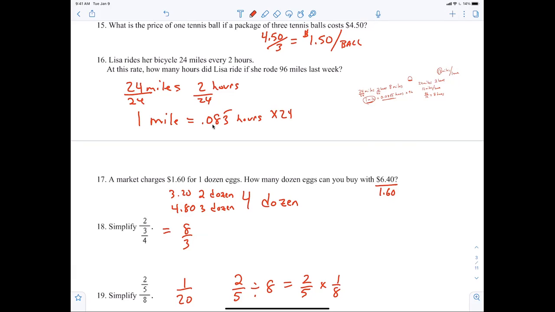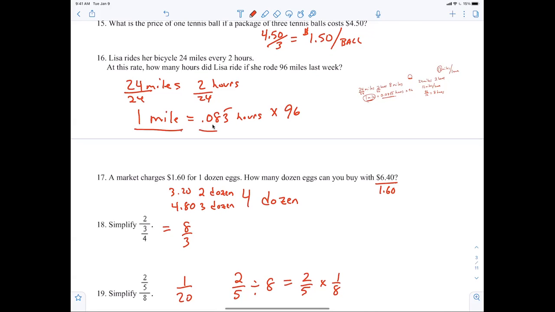Do it again. 0.083 repeating times 24. How do you do repeating? Just hit 3 all the way across and then do times 24. I got 2. Oh, I'm sorry, times 96. That was my fault, because we wanted to go 96 miles. It's 8. Yeah. Do you see what I'm saying now? Always figure out miles for every 1 mile for every number of hours. Thank you. All right.